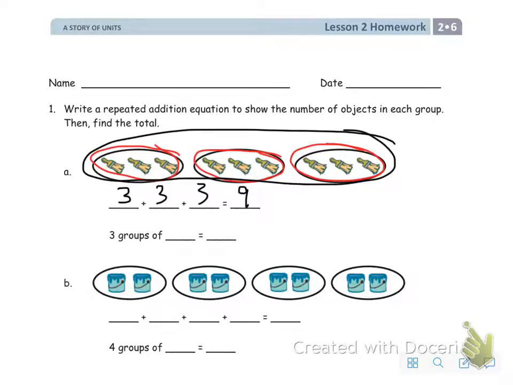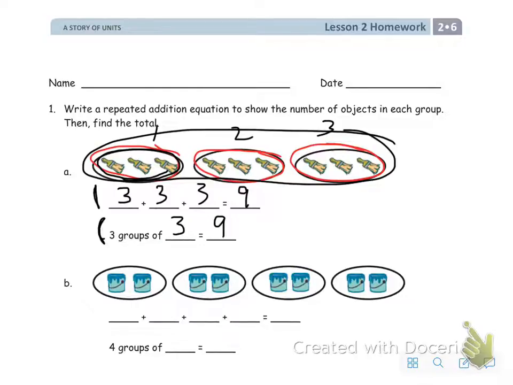So I have that right here, then I need to come down and answer this. So I have 3 groups of blank equal blank. So I've got the 3 groups, 1, 2, and 3, and then groups of what? So that is going to be the number of paintbrushes inside each group. So it looks like we've got 3 inside there. So 3 groups of 3 equals 9. Okay? So that's going to be very similar for this part B down here.